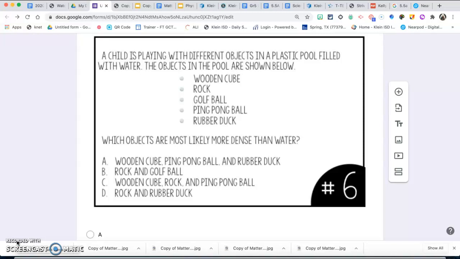A. Wooden cube, ping pong ball, and rubber duck. B. Rock and golf ball. C. Wooden cube, rock, and ping pong ball. D. Rock and rubber duck.